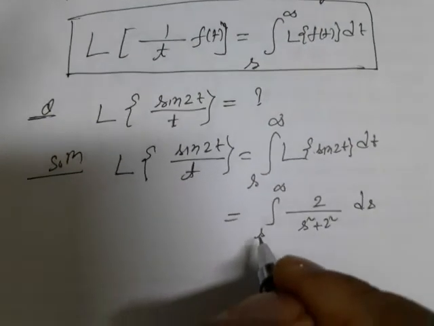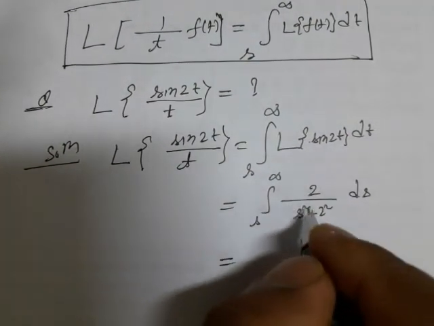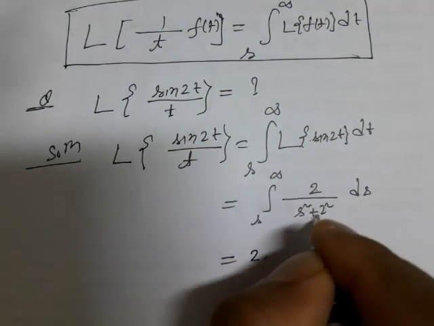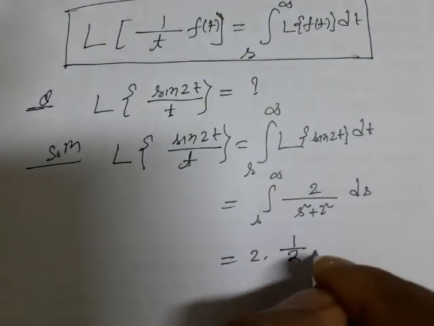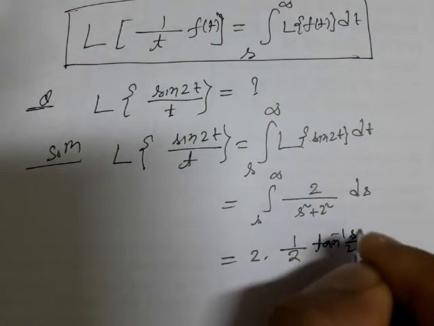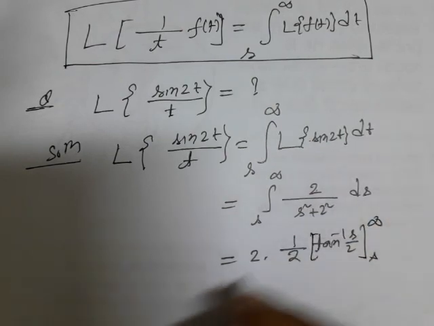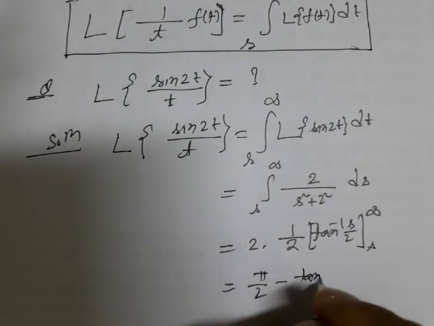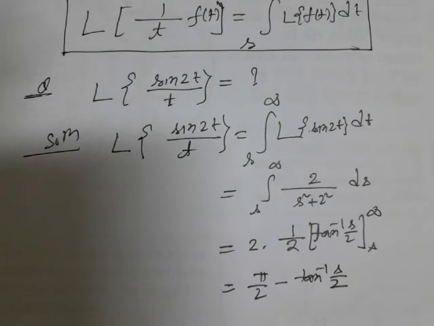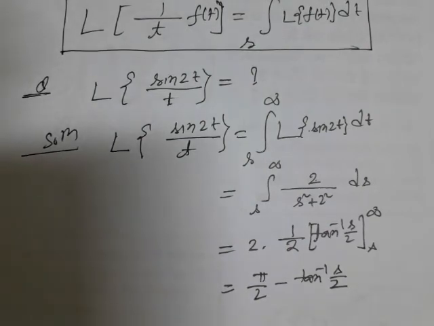Okay, so now what is the integration of this? This 2 comes here, and this is x square plus a square. Okay, the formula is 1 by 2 tan inverse s by 2, from s to infinity. Okay, so after simplifying, what you will get? Pi by 2 minus tan inverse s by 2. Okay, so now we have learned three formula. One formula is Laplace transformation of integral. Second one is Laplace transformation of multiplication by t, and the third one is Laplace transformation of division by t.